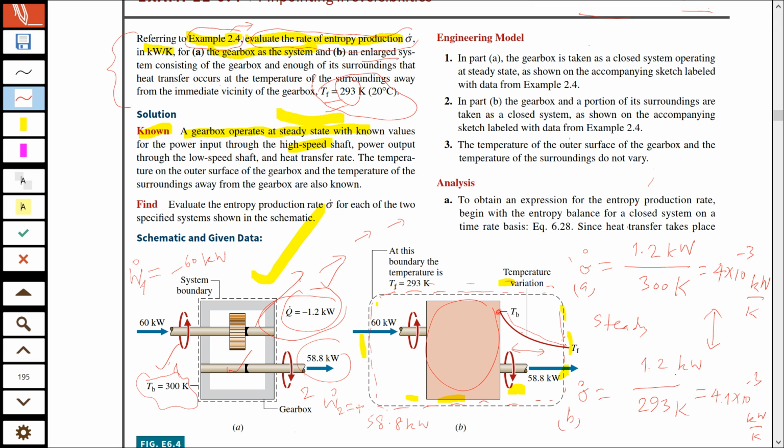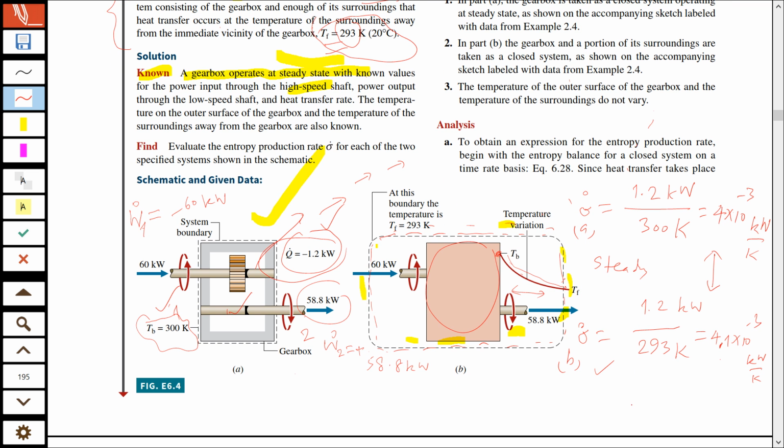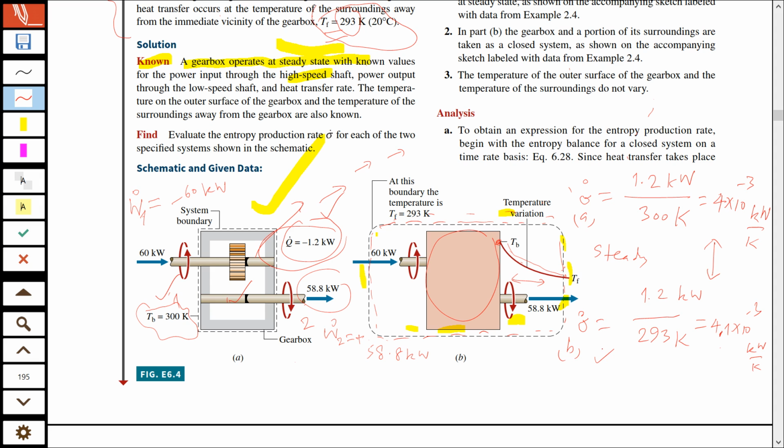So there is a difference. Which of the entropy production rates is larger, part B or part A? Part B is larger. Now, how do you interpret this result? We know sigma dot represents the production rate. So that is the irreversibility within the gearbox. Now this is the irreversibility for this larger system.